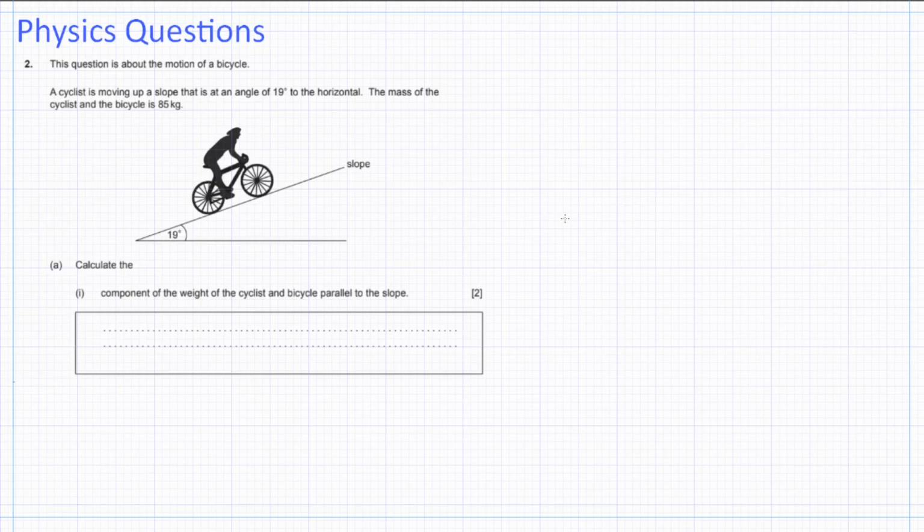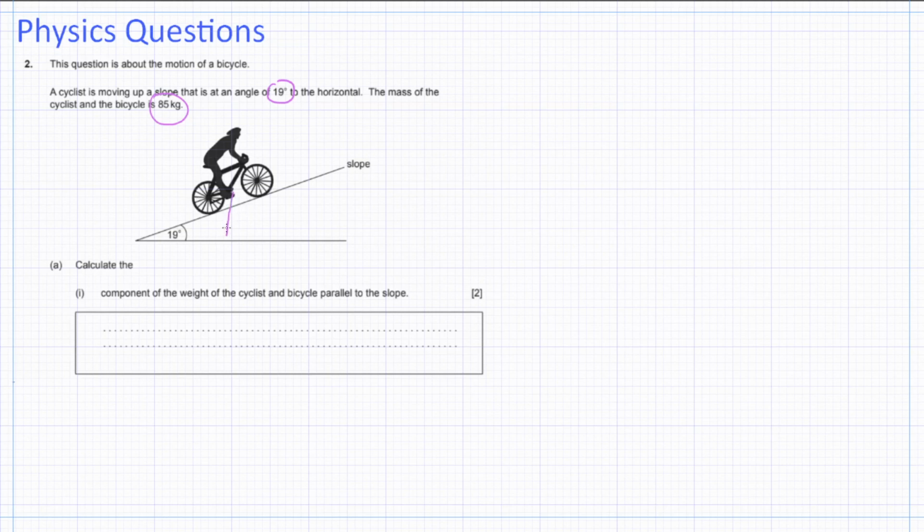Okay, so another mechanics question, we've got a slope. A cyclist is moving up a slope that is at an angle of 90 degrees to the horizontal. The mass of the cyclist and the bicycle is 85 kilograms. Calculate the component of the weight of the cyclist and the bicycle parallel to the slope. Some of you didn't even understand what that meant.